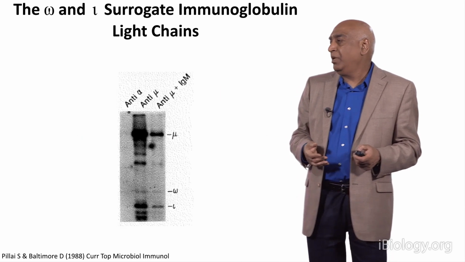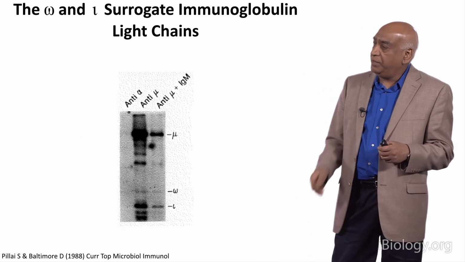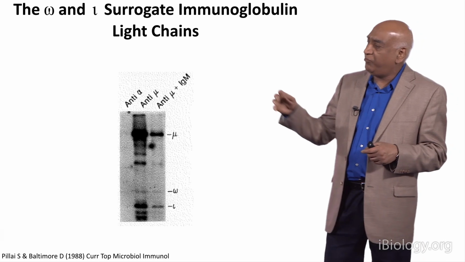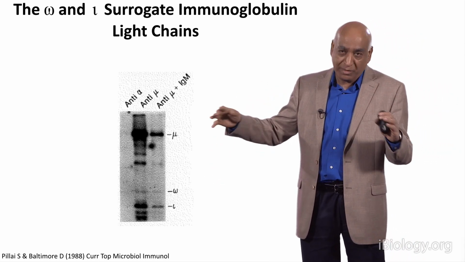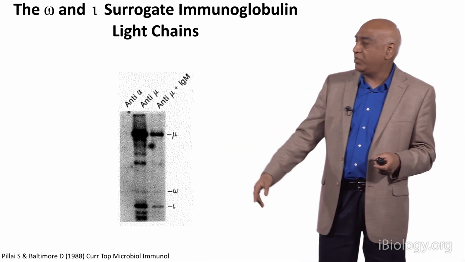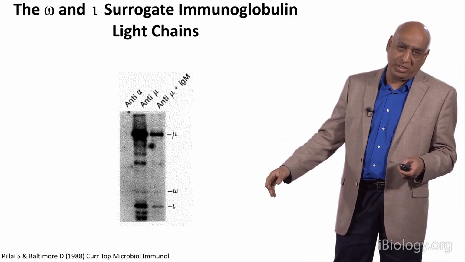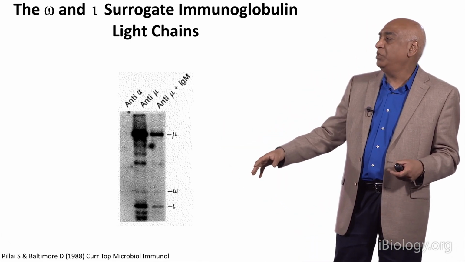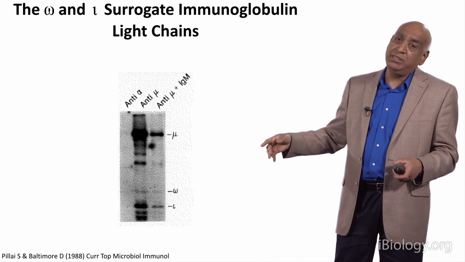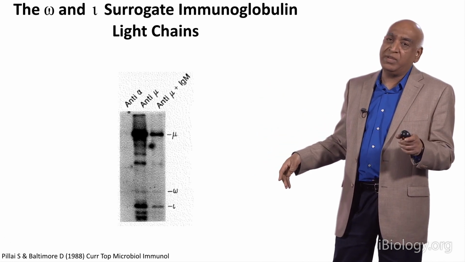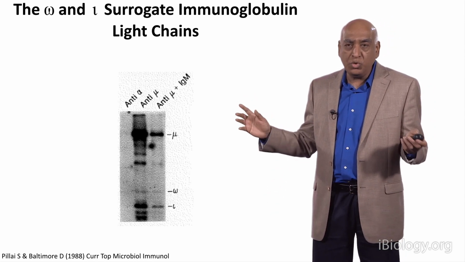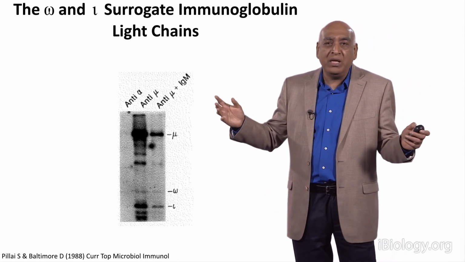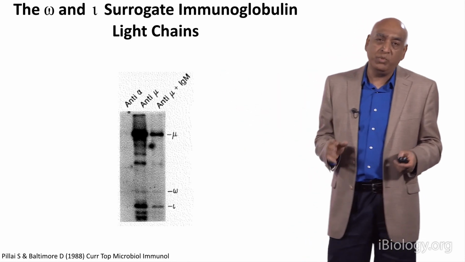Okay. We went one step further, and we found a second protein. And I had actually seen this earlier on, but we did not put it into the first paper. We found a second protein, which we called iota for the smallest protein, which was also in the complex, but this was not disulfide linked to the mu chain. Okay, so we're seeing 2 surrogate light chains, omega and iota, associated with the heavy chain.